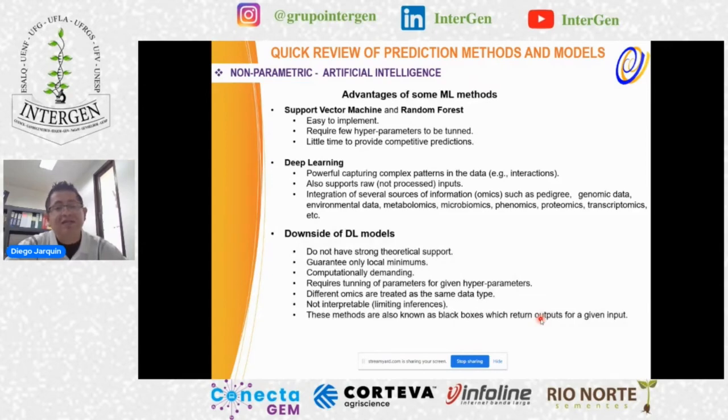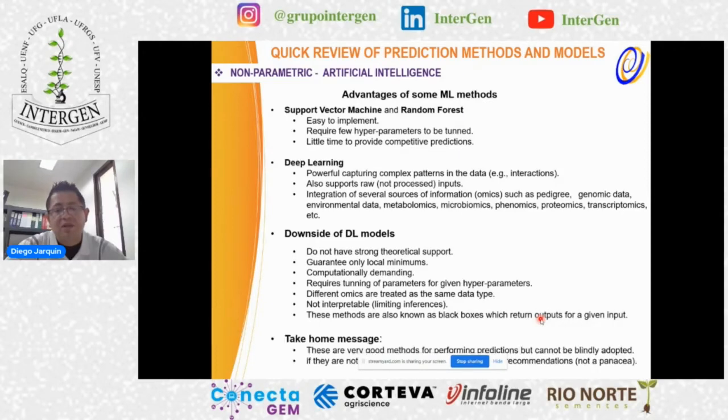The downside is that we don't have strong theoretical support, they are only warranted local minimums, they are computationally demanding, and they require tuning of hyperparameters. As we saw, we can end up with millions of combinations. Different omics are treated at some point as the same data type, and no interpretable resources might be obtained. So these methods are also known as black boxes, which return outputs for a given input.